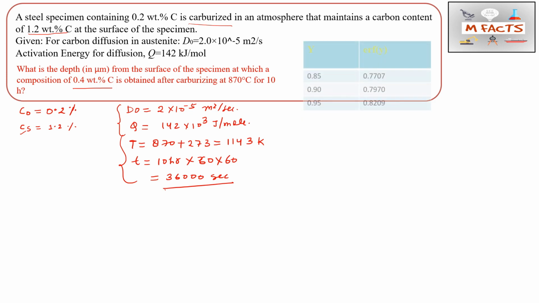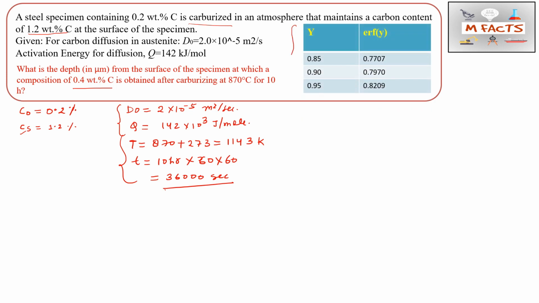One more table they will give for this type of question, that is for the Y value and the erf function. We will use this table for solving the equations. In the previous slide I told you the formula: C(x,t) equals A minus B erf(x by 2 under root of Dt). What are A and B here? This is the carburization case. For carburization, A equals Cs, and B equals Cs minus C naught.